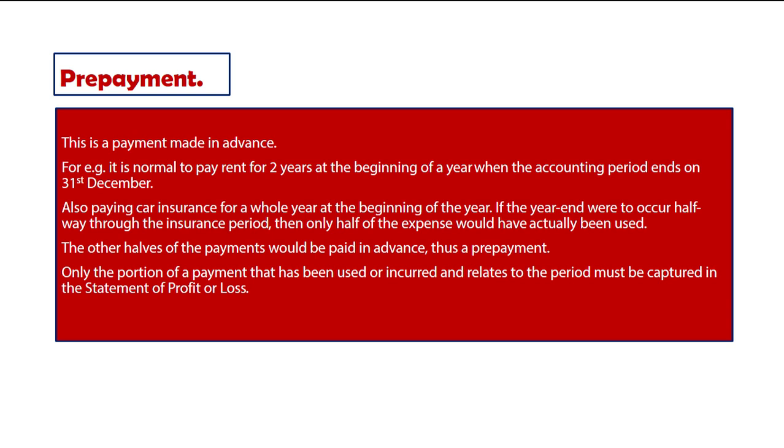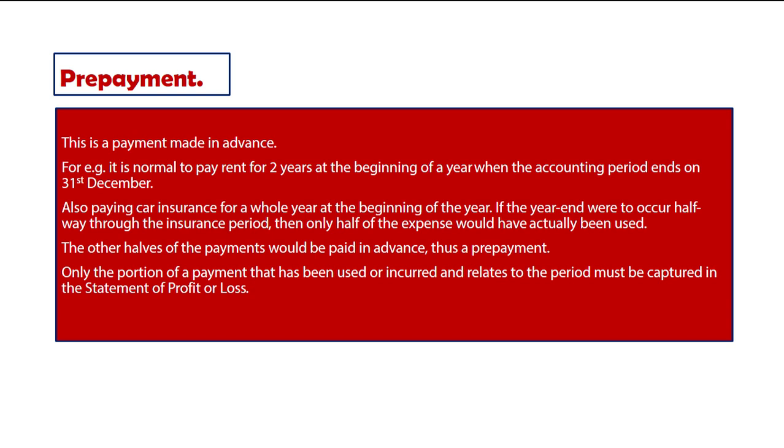It is normal for rent for 2 years to be paid at the beginning of a year when an accounting period is supposed to end on 31st December. Also, paying car insurance for a whole year at the beginning of the year. So if the year end were to occur halfway through the insurance period, then only half of the expense would have actually been used. So in the two examples above, we see that the other half of the payment would have been made in advance and is a prepayment.